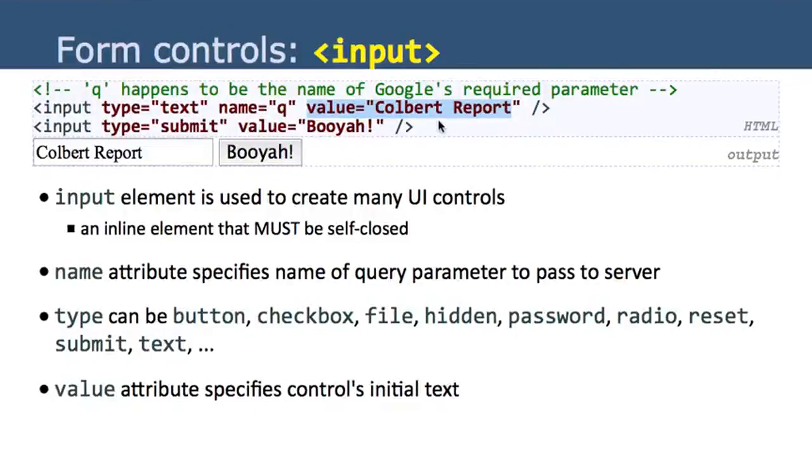We also have a value here that specifies the default value, the default information in the box. If we don't change it, then its value will be just Colbert report. If we do change it, then it'll be whatever we change it to. Yeah. How does this affect native link? I think that's on the next slide. Good question. So the type can be any of these here: button, checkbox, file, hidden, password, radio, reset, submit, and text. And we'll go through all or most of these today.